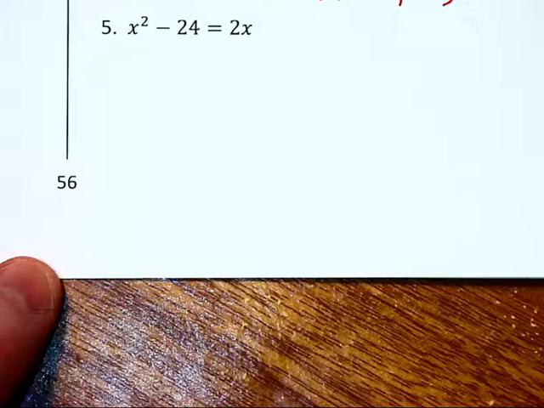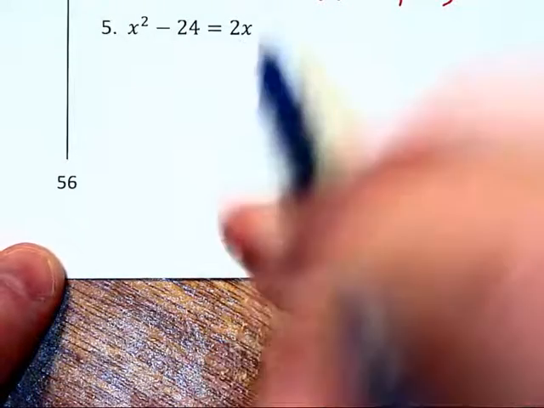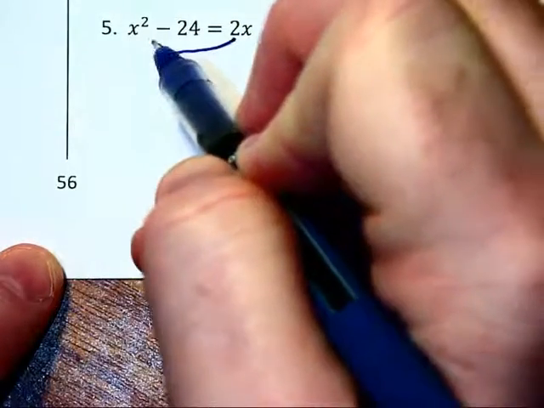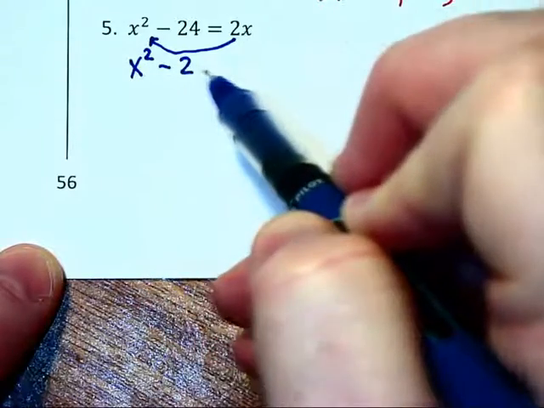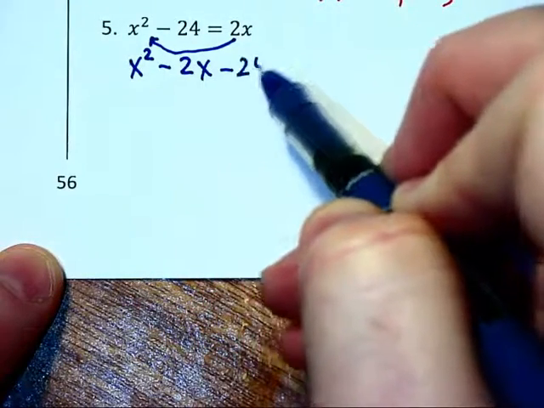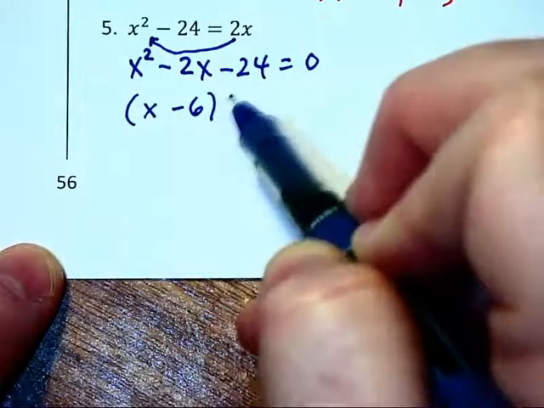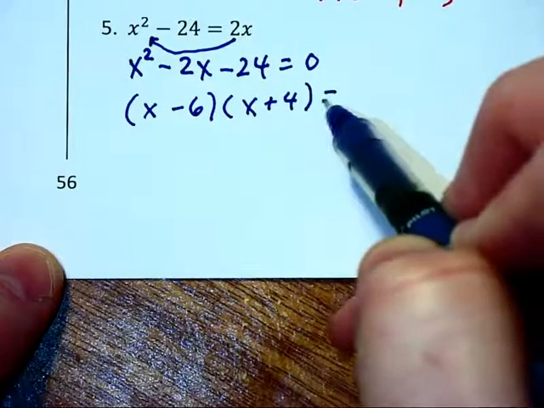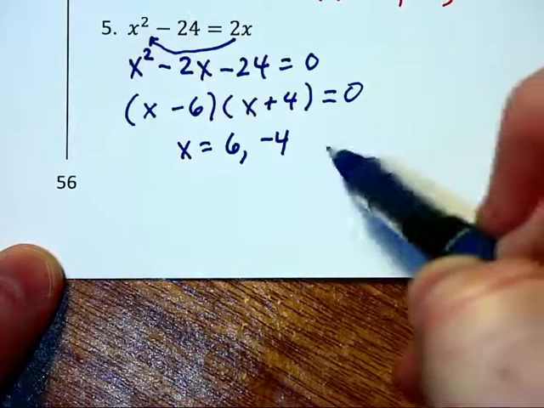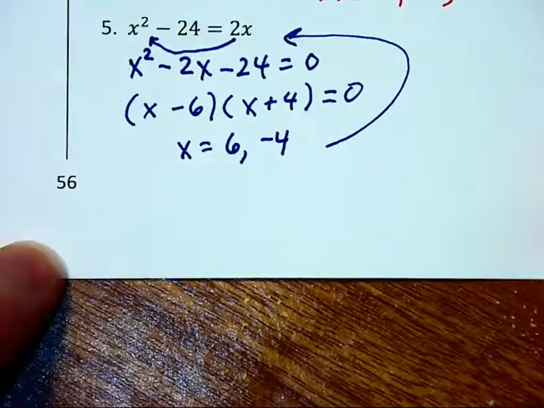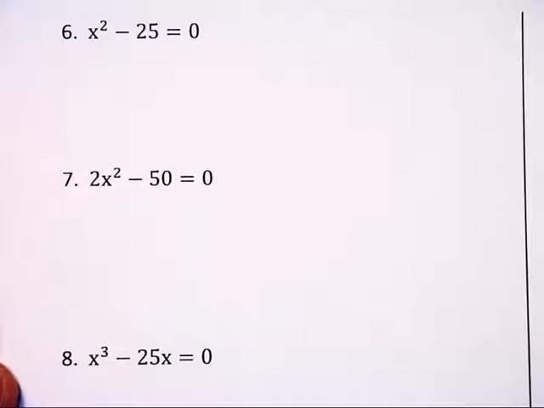Now, whenever you're solving quadratic equations, they need to be set equal to 0 in order to use the zero product rule. So we need to move this 2x over to the left-hand side and rewrite this as a descending polynomial: x squared minus 2x minus 24 is equal to 0. Then that will factor into x minus 6 times x plus 4 equals 0, and you can see that your two solutions are 6 and negative 4, both of which are very checkable if you were to substitute them back into the original problem.